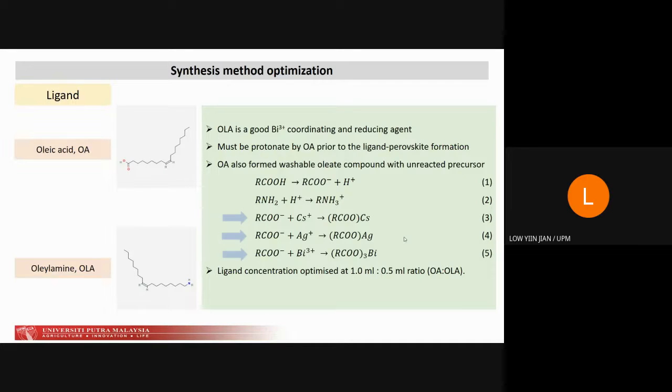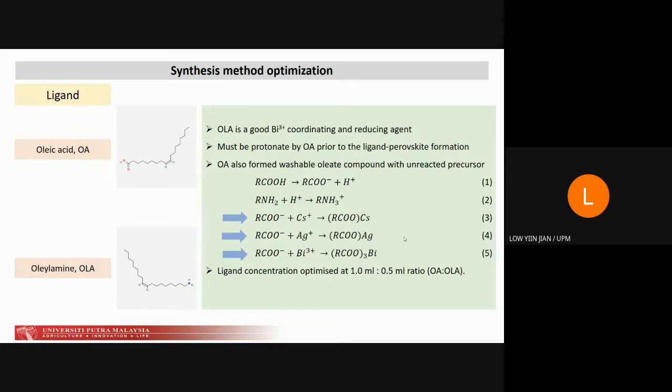And also, the deprotonated OA will help to separate the unreacted precursor by forming oleic products that can be removed by the washing process. Nevertheless, the purity and the physical properties of the products synthesized are decided by the OA to OLA ratio, and excess OLA in the system will lead to undesired impurities or secondary phase formation, as supported by previous perovskite studies regardless of the synthesis method.